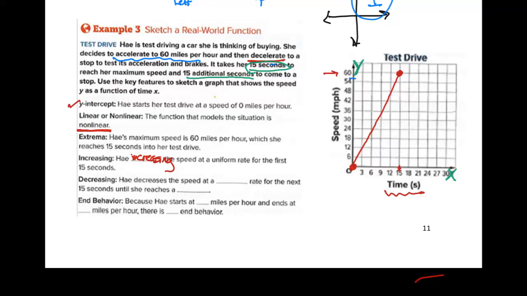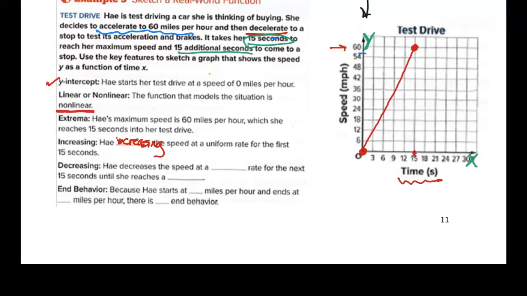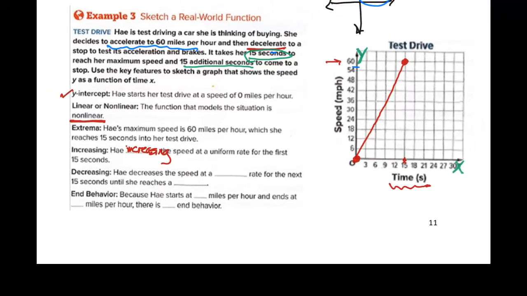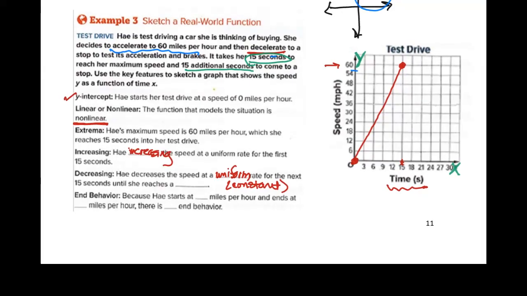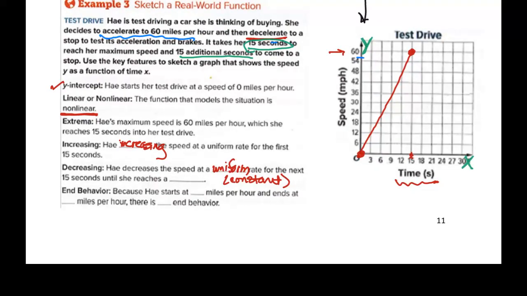Hay decreases the speed at a blank rate for the next 15 seconds until she reaches a blank. So if she's decreasing the speed, is she doing it a little bit at a time? No, it's at a constant or a uniform rate. That just means constant. Okay, for the next 15 seconds until she reaches a, she's checking the brakes, so until she reaches a stop.